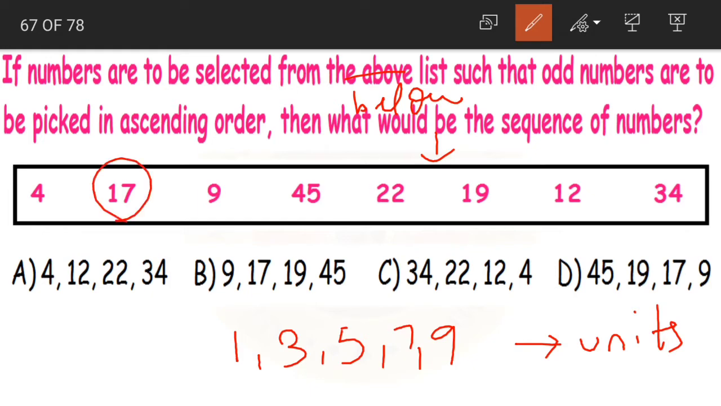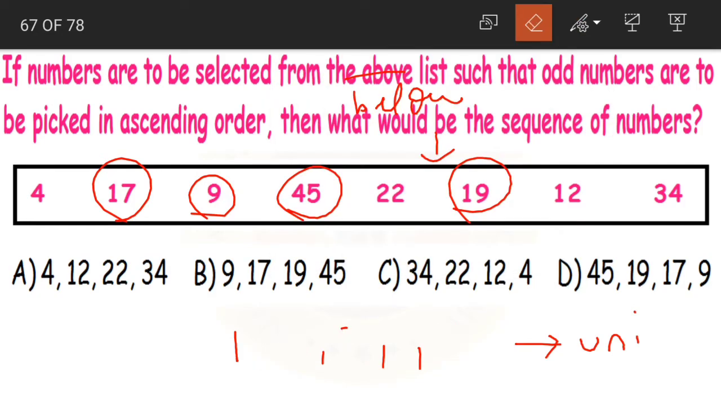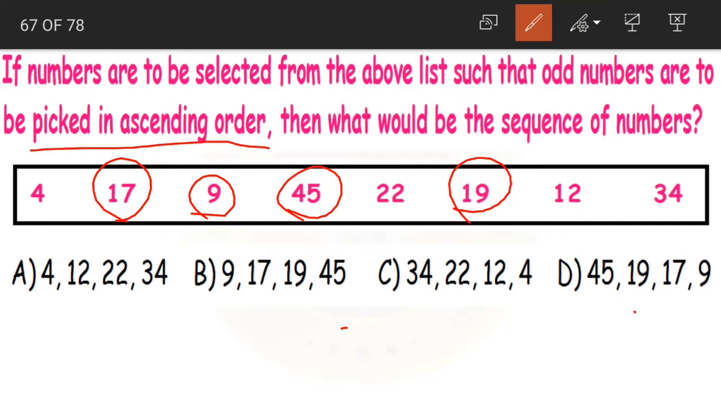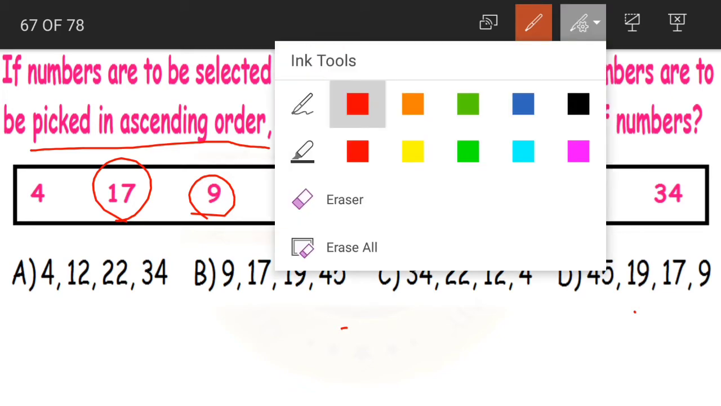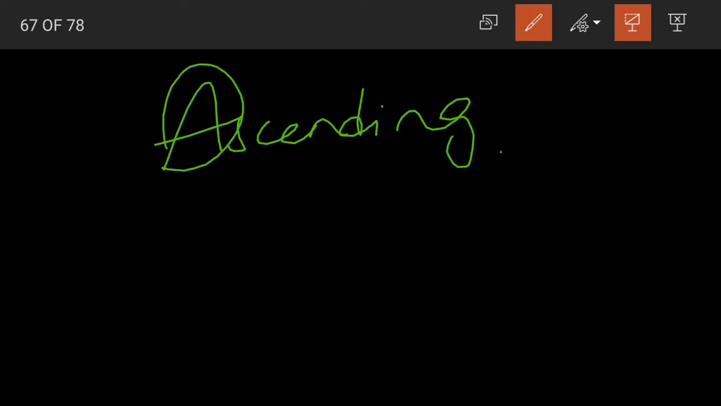Now, what are those? 17, 9, 45 and 19. These 4 are our odd numbers. Now, what to do with these odd numbers? We should pick them in ascending order. That means now these 4 numbers should be arranged in ascending order. If you remember ascending order, children, what did I say?